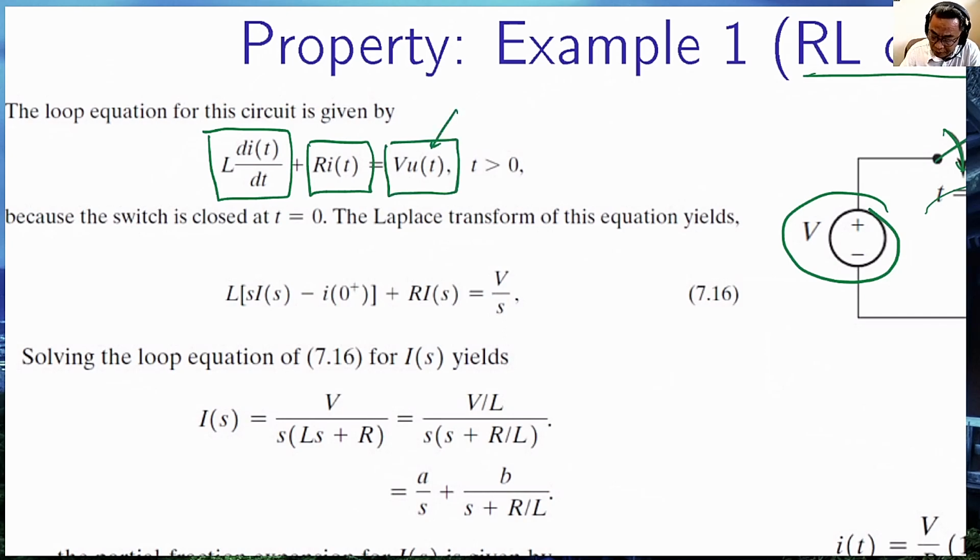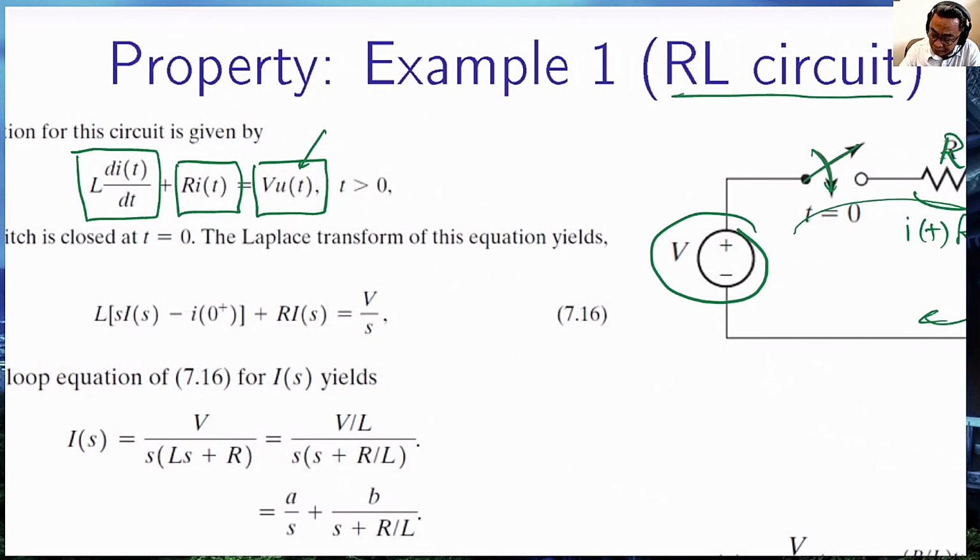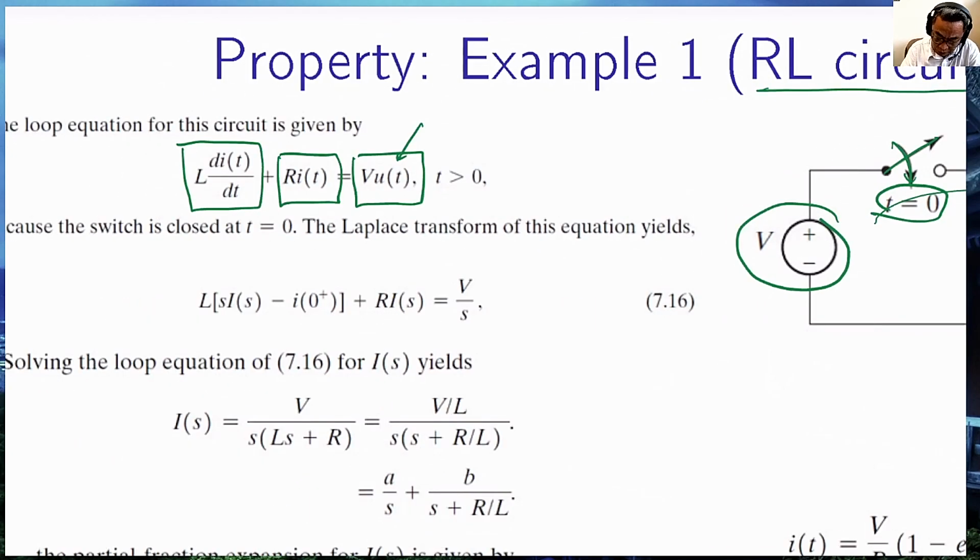Now the u(t) here stands for unit step. So what we are saying is that at time equals 0, we close the switch. So the voltage happens only at time 0. So we have this differential equation, and then we are trying to solve for, of course, i(t). What is i(t)?